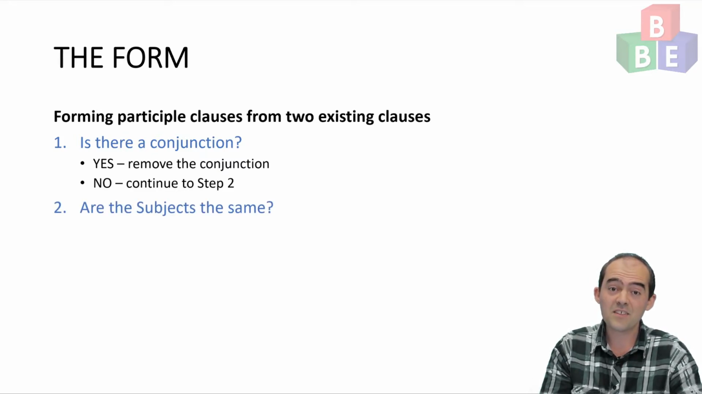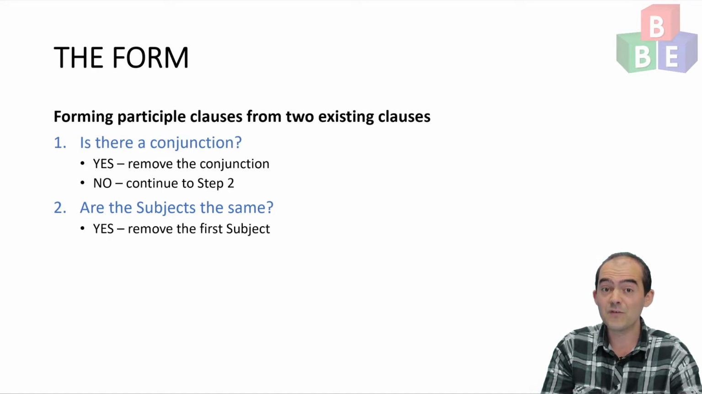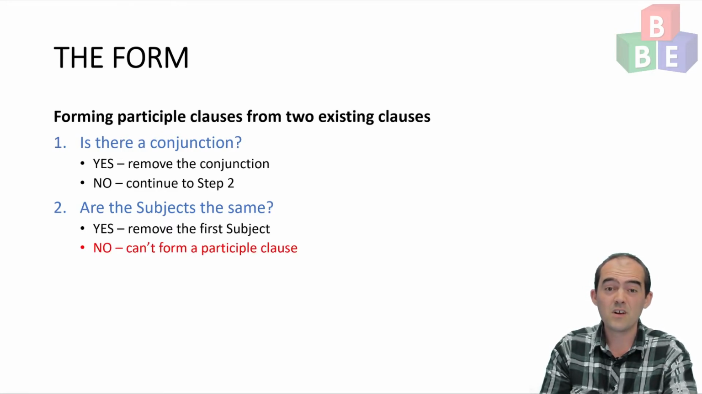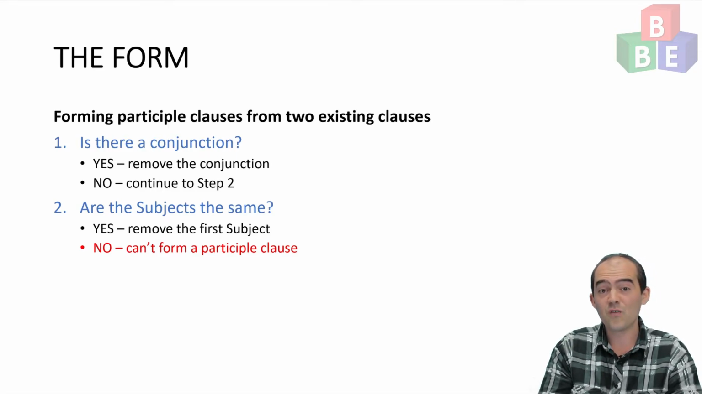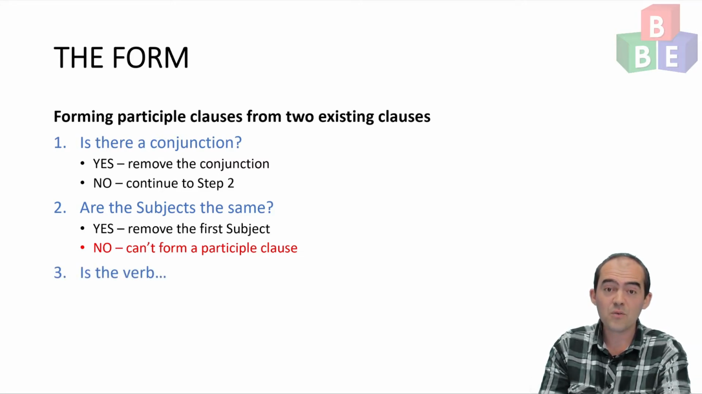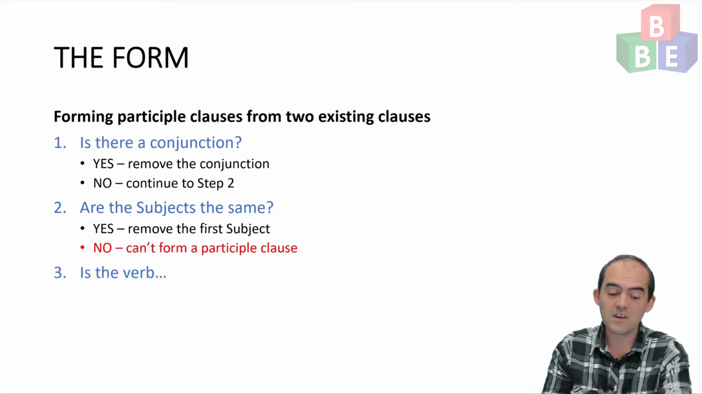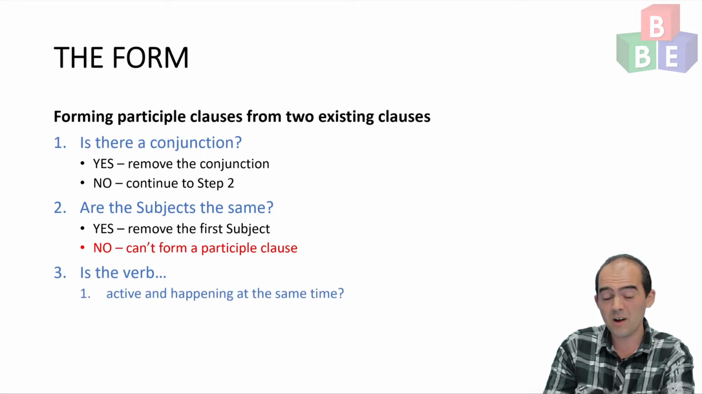Secondly, are the subjects of both clauses the same? If they are, if yes, you can remove the first subject. If they are not the same, well, we can't have a participle clause. The subject of the participle clause must always be the same as the subject of the main clause. But if the subjects are the same, we can ask ourselves the final question, and is the verb active and happening at the same time?